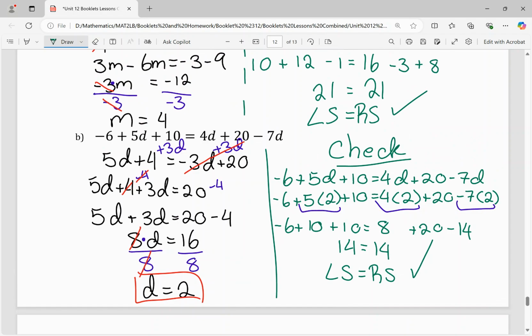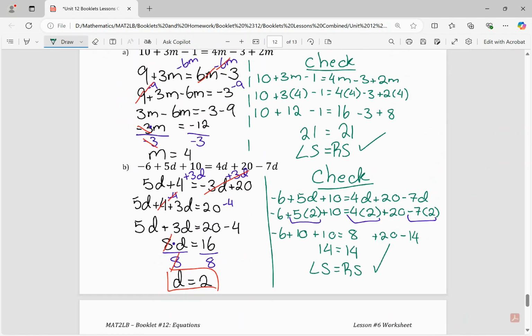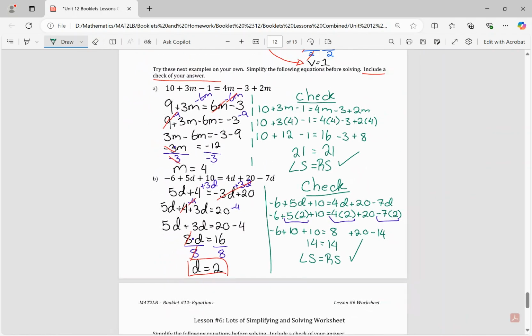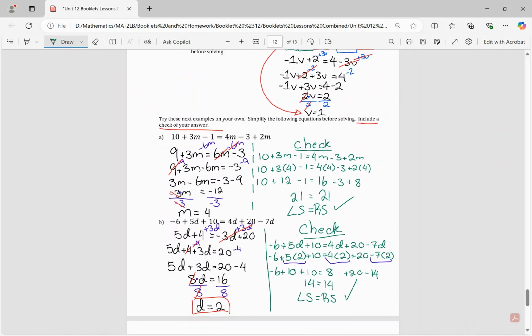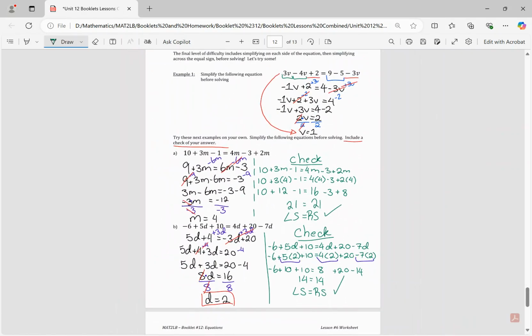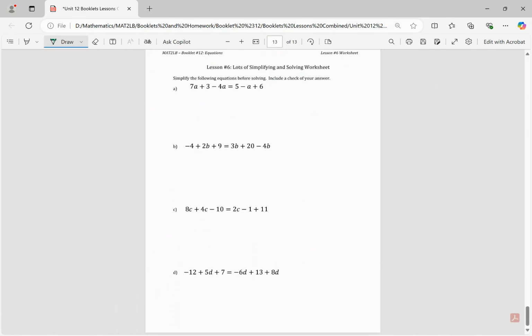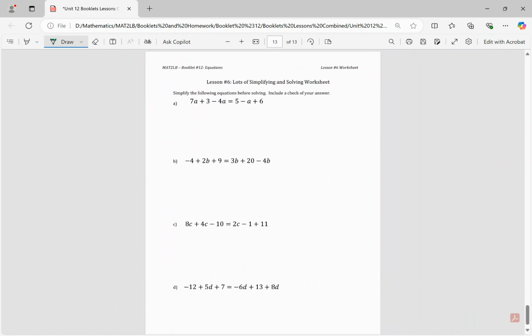So congratulations on completing this booklet. Guys, this was a really tough one. So hopefully this all makes sense. Again, make sure you're checking in with me if you have any questions, and take some time to work on the following worksheet. Thank you.